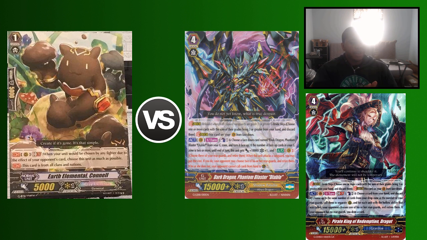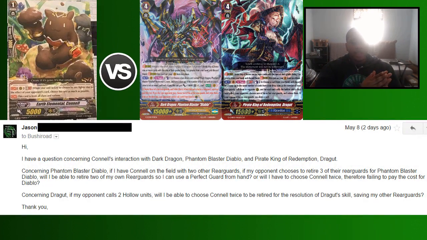So what I asked Bushiroad was, concerning Phantom Blaster Diablo, if I have Connell on the field with 2 other rear guards, and my opponent chooses to retire 3 of their rear guards to activate Phantom Blaster Diablo, will I be able to retire 2 of my own rear guards so I can perfect guard from hand? Or will I have to choose Connell twice and therefore fail to retire 2 units to be able to guard from hand?